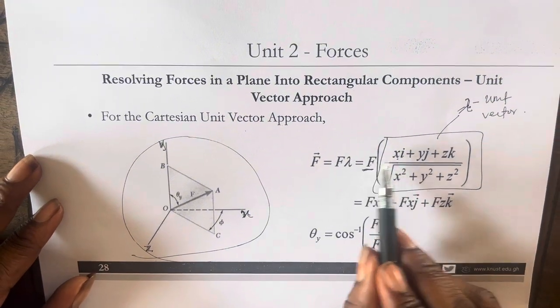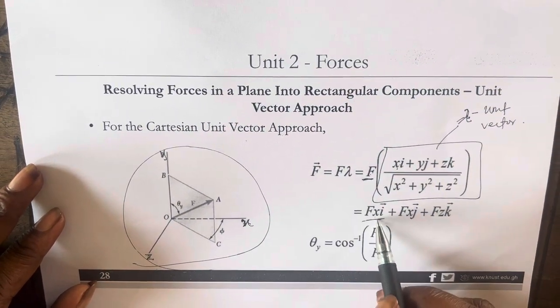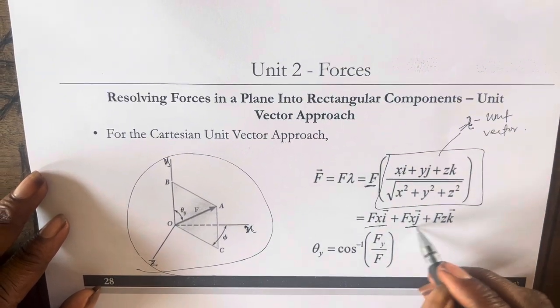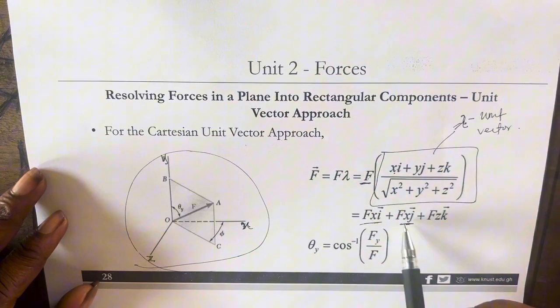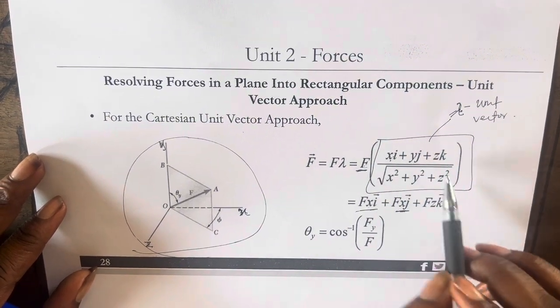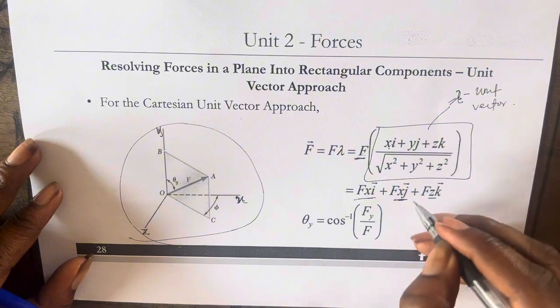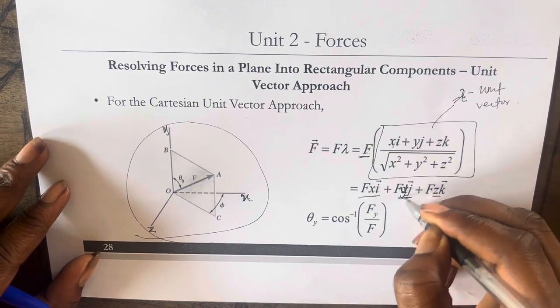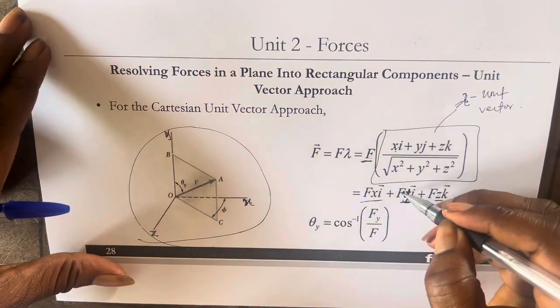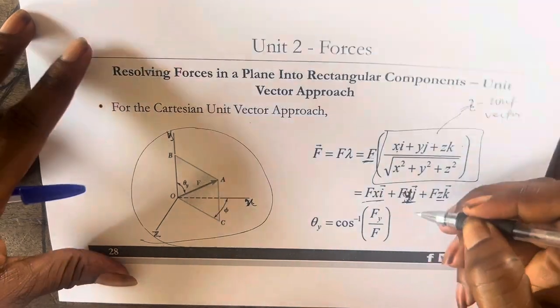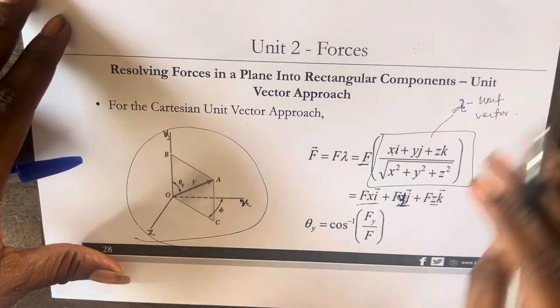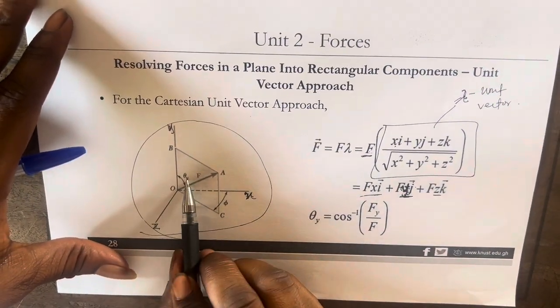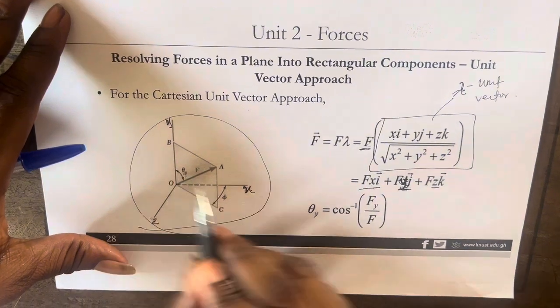So therefore it becomes F times xi, F times yj, F times zk. Sorry, let me correct that; if you have your slide, you can correct it. It's F times yj.